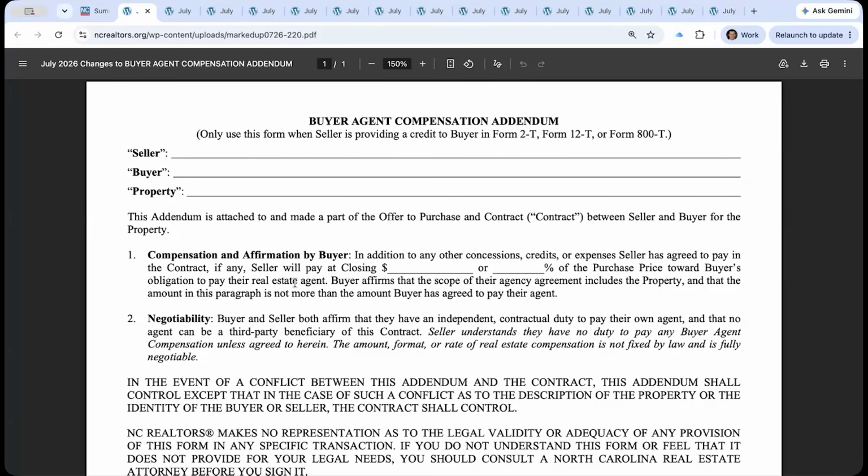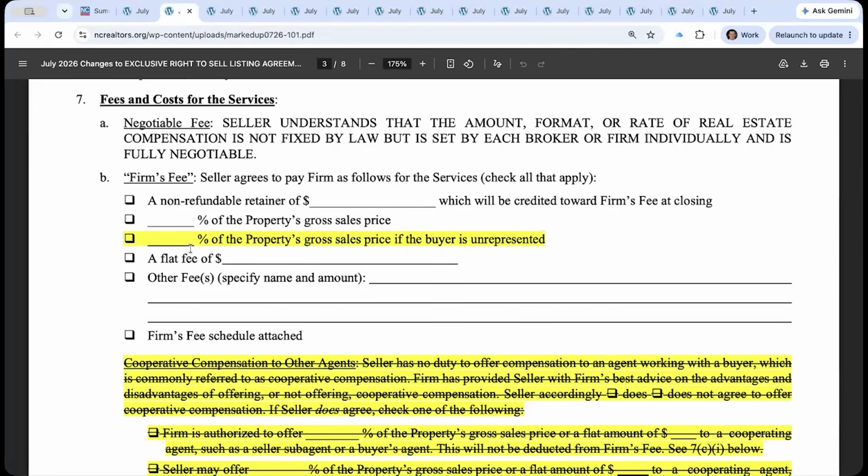There's no option for listing firm. If your firm still wants to do firm to firm sharing of compensation in the residential context, you can do that. It's not illegal in North Carolina, but you will need your own forms to do it. And so this form is simple enough, but let's look at the listing agreement and the changes to the listing agreement that go with the redrafted Form 220.